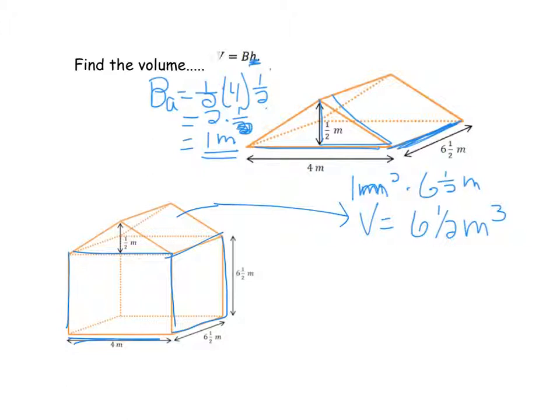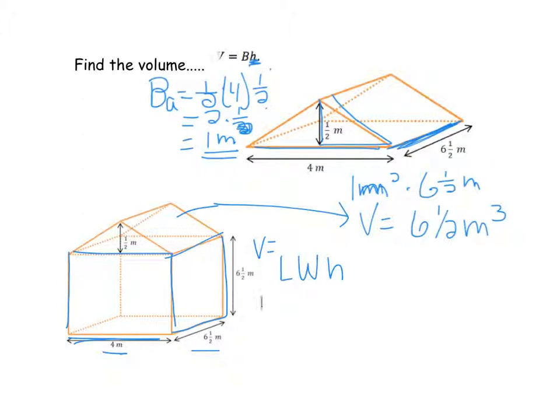So now we just have to figure out the volume of this right here. And remember how we do that. It's the base area times the height, but in this case, our base is a rectangle, so it would be length times width times height. So the volume of a rectangular prism is length times width times height. So take a minute and multiply all of these out.